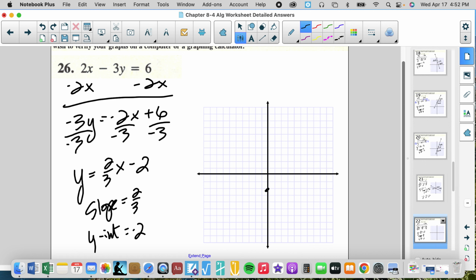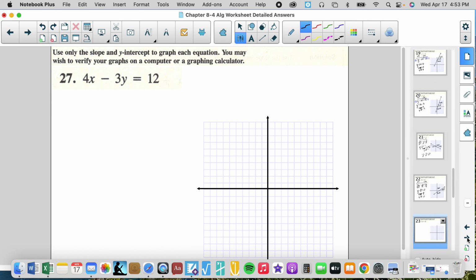Let's make a point at negative 2. Let's use slope of up 2, right 3, up 2, right 3. Oh, yes. I think I might be 3 for 3 on plotting the points, or drawing the line on the points. So 0, negative 2, 3, 0, and 6, 2. Okay, we're cooking with gas right now, baby. We are just rolling through these problems.